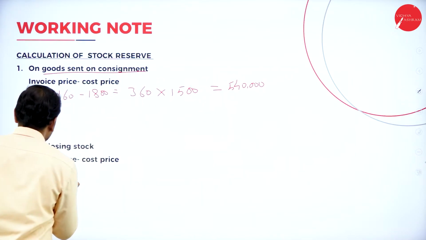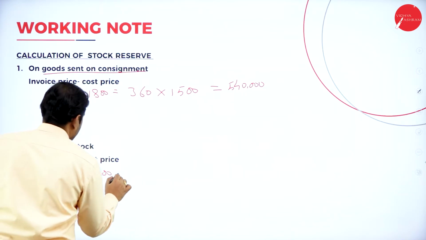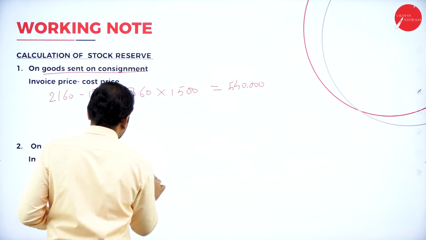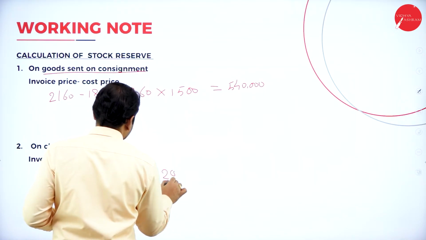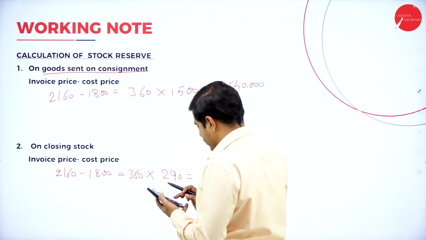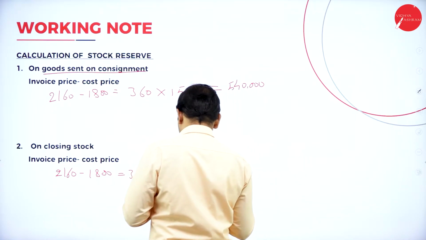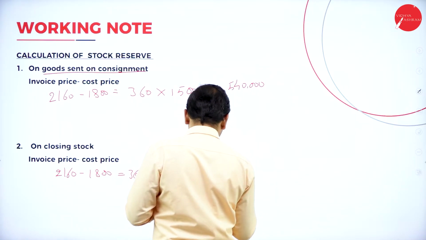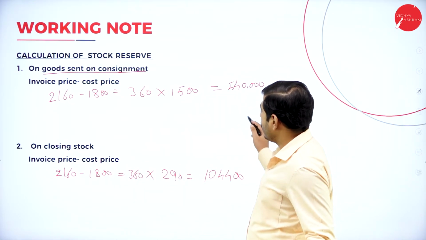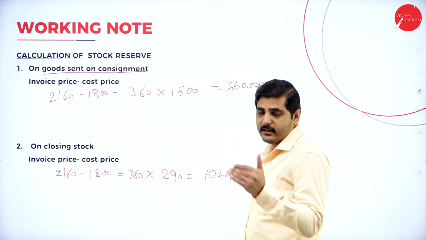Again, we have to calculate the profit included, or stock reserve, on closing stock. Again, invoice price 2,160 minus 1,800 equals 360 rupees profit included, into how many cycles? Into 290 cycles not sold, or closing stock. So 360 into 290 bicycles is 1,04,400, the profit included in the closing stock. Total consignment profit included is 5,40,000. So we have to remove it.